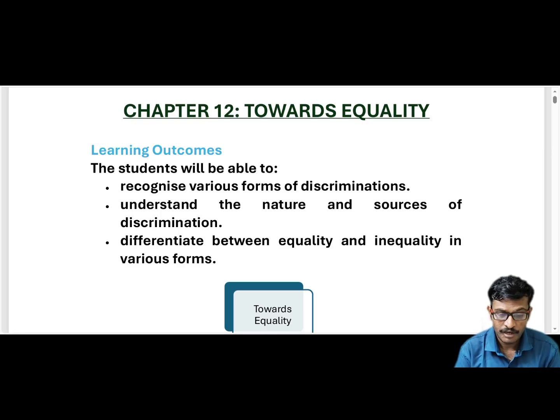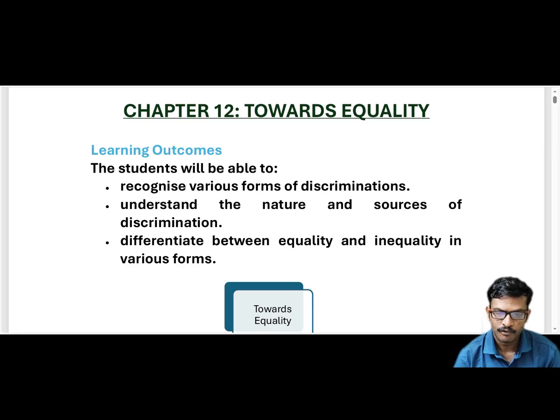After completion of this lesson, what are the outcomes we will get? We will be able to understand the various forms of discrimination, and the nature and sources of discrimination. And another one, equality and inequality in various forms, the differences between equality and inequality. These things we are going to discuss in this lesson in a clear-cut manner.